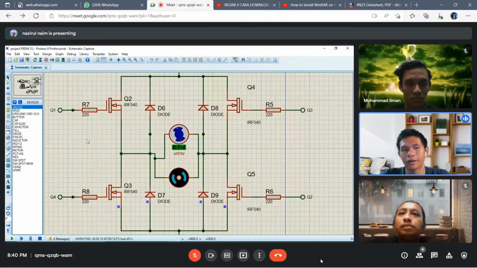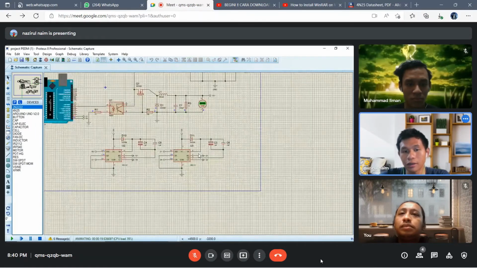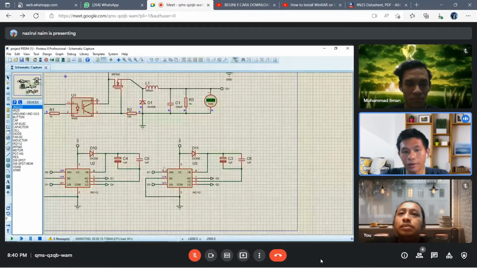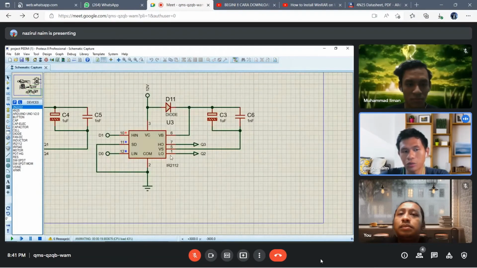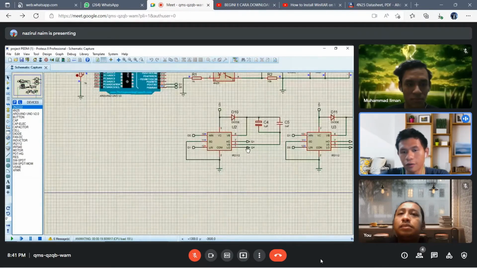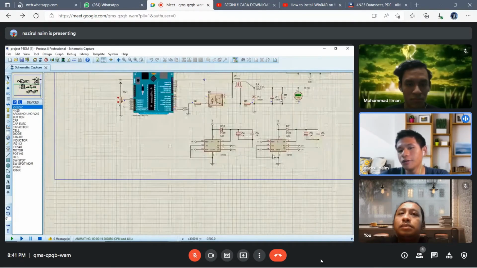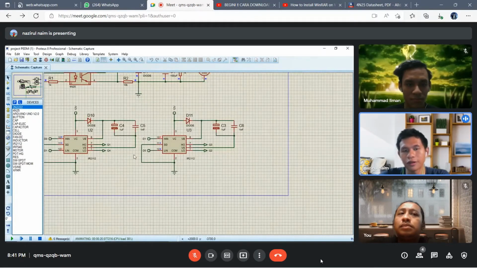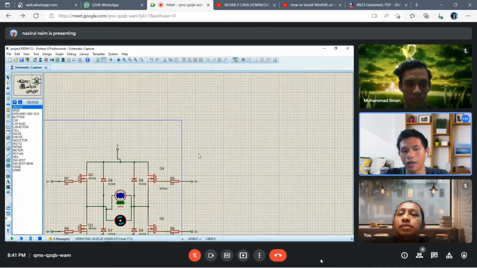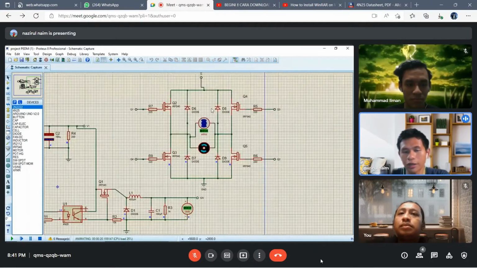You can see that from here, the input pins are from Q1, Q4, Q3, and Q2. You can find this on Q3 and Q2, and also here for Q1 and Q4. The reason why we have two similar circuits is because we can generate two different polarities. One is for reverse and forward.